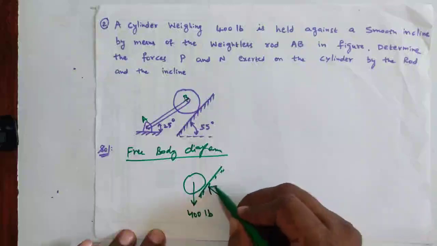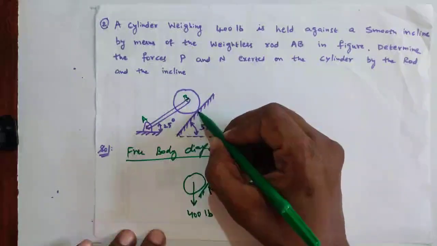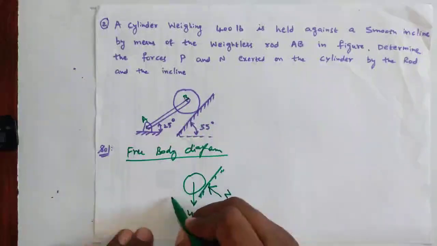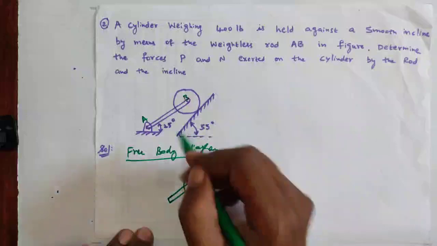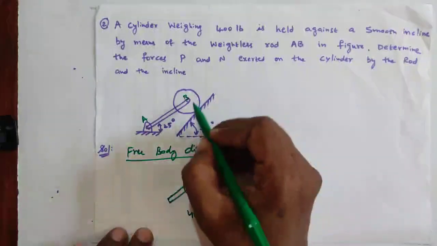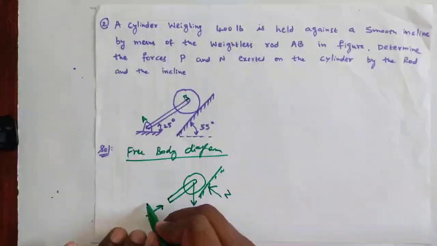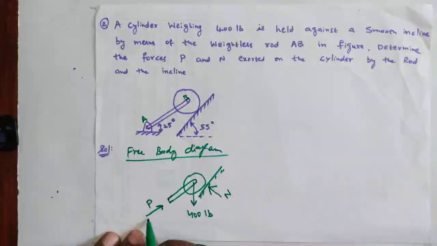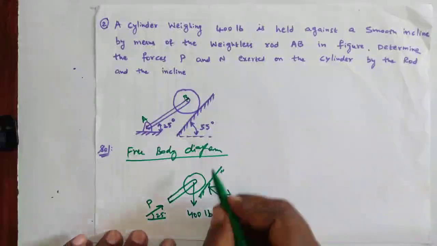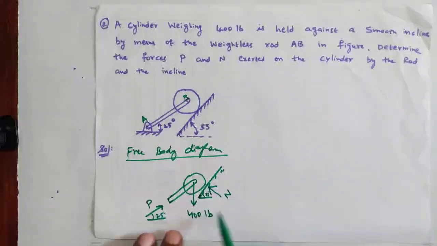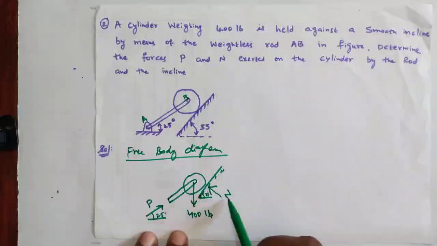As the weight is coming down on this surface, an opposite reaction will be there, that is N. And this AB is there. Here also this compressive load is acting, so an opposite reaction force will be there, that is P. Here the angle is given as 25 degrees, and here also the angle is given as 55 degrees. Now we can see the three forces: P, the 400 lb weight, and the normal force N.